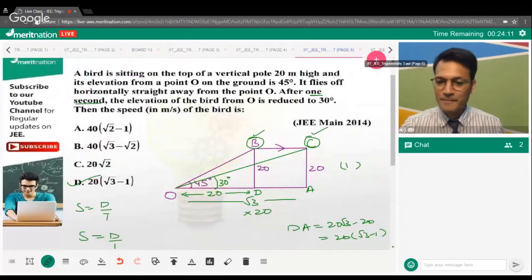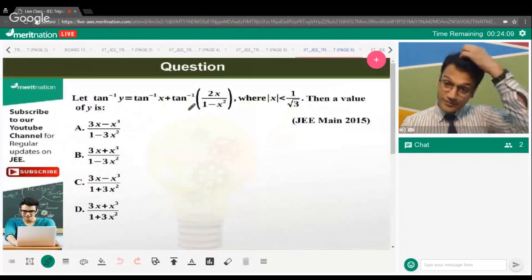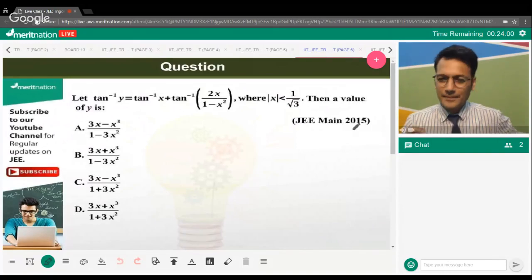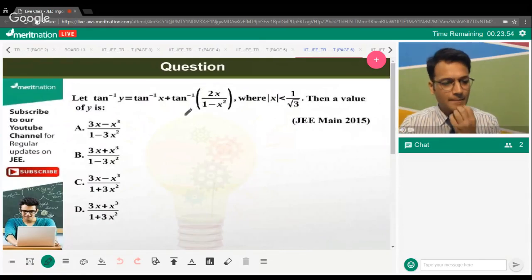Okay, let's move on. Check out a few inverse trigo questions. Usually in mains, you get simple inverse trigo questions. You won't get critical inverse trigo questions. A bit critical questions usually come in advanced. In JEE main, you get very simple questions. Let's see. If I talk about this, it's an extremely simple question.